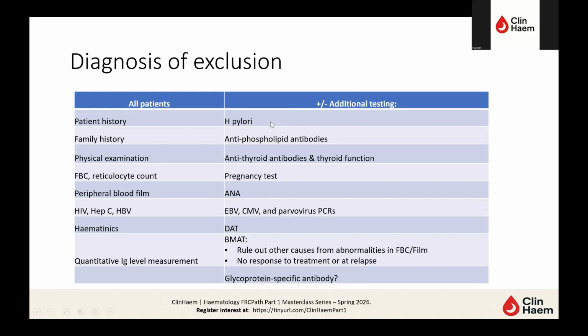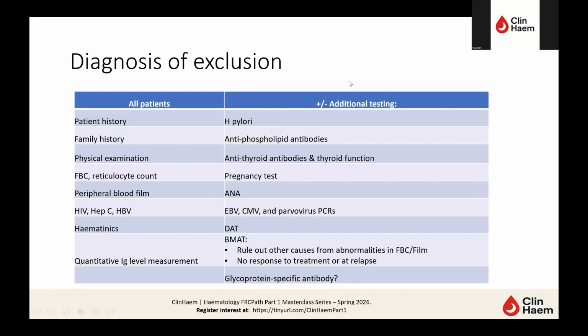Now, additional testing for those where it's relevant. So, in the appropriate geographical settings, you want to check for H. pylori antigen in the stool, for example, because sometimes the ITP is because of cross molecular mimicry to H. pylori antigen, and if you treat the H. pylori, it actually treats the ITP as well.